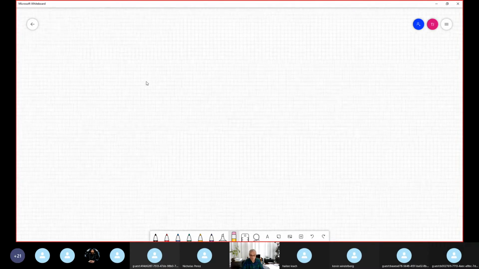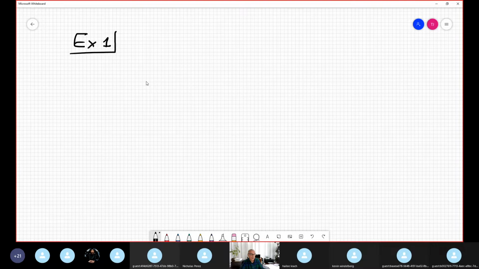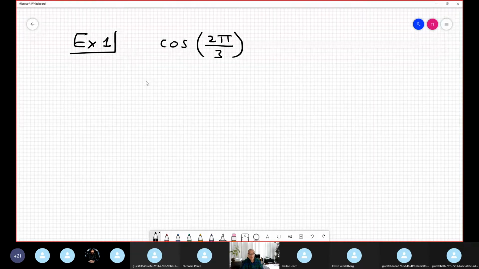Okay, let's practice now a little bit using radians. It's the same, but now you need to be familiar with the radian. Number one, radian now. Suppose I need to compute cosine 2 pi over 3. Well, one possibility is converting degrees to radians, radians to degrees, but no. Let's do it directly. Okay, 2 pi over 3.